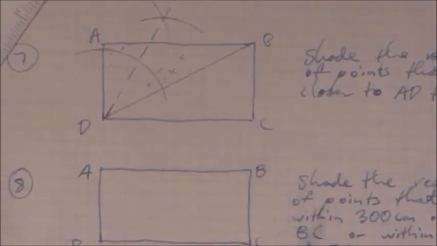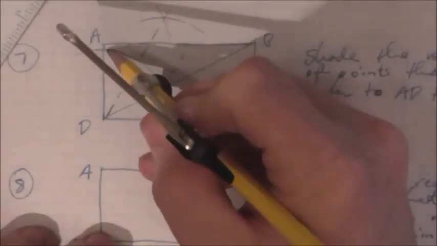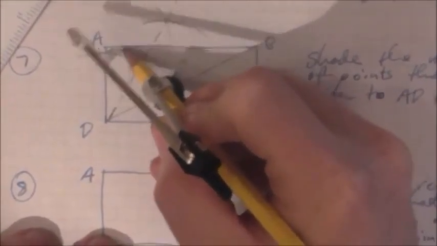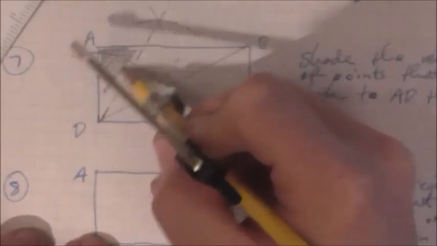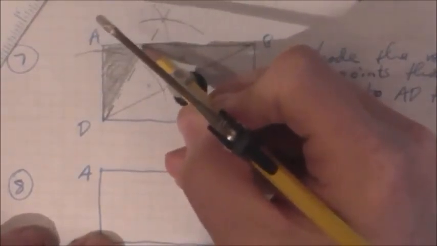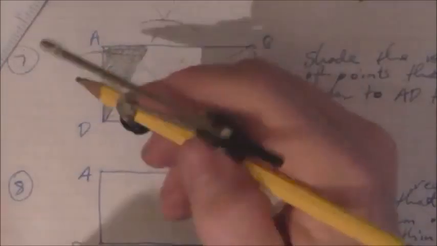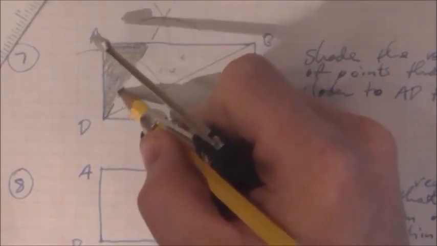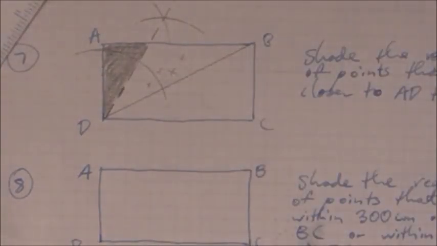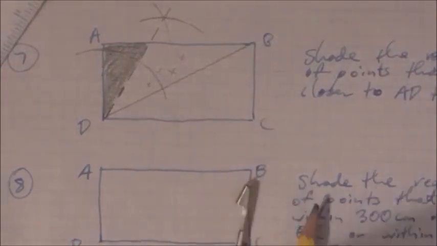So closer to AD than DB. These ones. And again, I've done a dotted line there because they are not. These ones on the boundary there, they're not closer, they're the same distance, so I'm not counting them. That's what that dot is supposed to indicate.